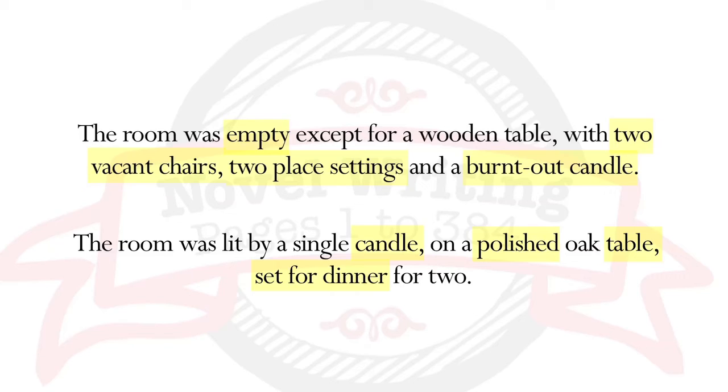The first sentence mentions that the room is empty except for the wooden table, the two empty chairs, the two place settings and the candle. Whereas the second sentence doesn't say there's anything else in the room, but it just lists the things that are there. The other significant difference is that the candle in the first sentence is burnt out, and it is still lit in the second sentence.